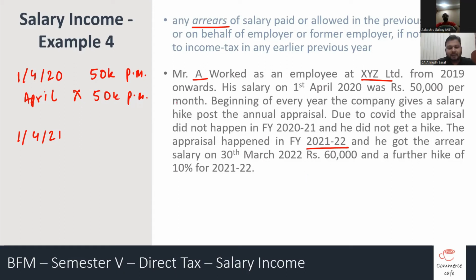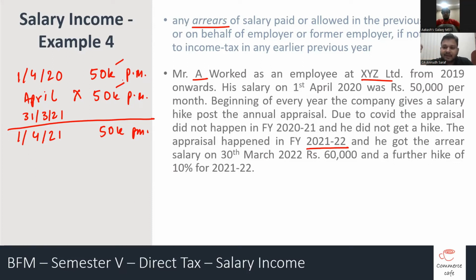During the year the appraisal happened, he was still getting 50K per month. And he got the arrear salary on 30th of March. That is 60,000 rupees he got. That means for the period from 1st April 20 to 31st March 21, he was getting a salary of only 50,000 per month.